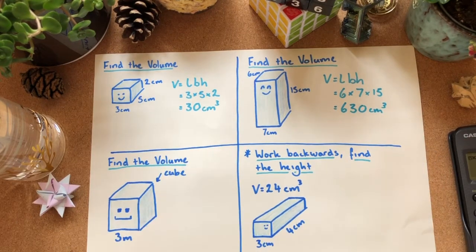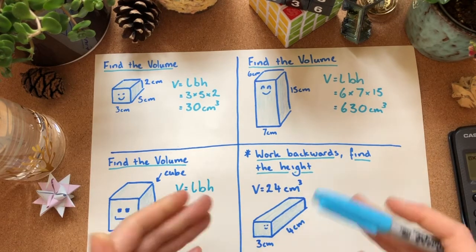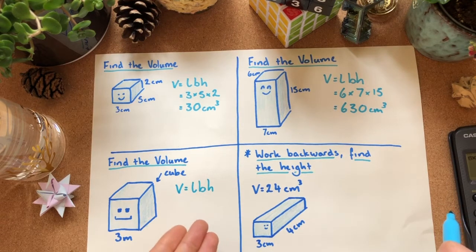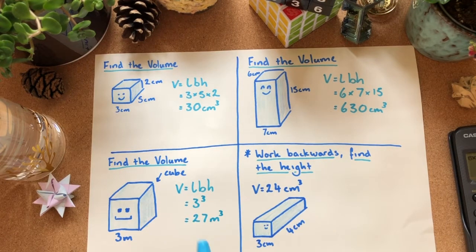Cool. Okay, looking at this one down here, this one is different because it's a cube, and the cool thing about cubes is that they have all sides the same length. So we're still going to do it the same way. We're going to start with the formula, but because it's a cube, all of these are going to be the same. So it's going to be 3 times 3 times 3, and you can write it like that, or you could write it like this. And the answer, being careful because this one is in meters, so it's meters cubed.